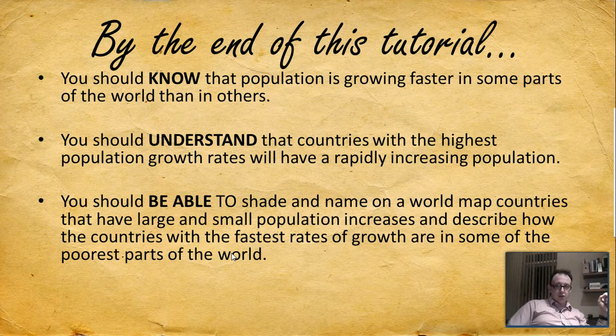You need to be able to shade and name on a world map countries that have large and small increases in their population, and describe how the countries with the fastest rates of growth are in some of the poorest parts of the world. But before we get into that, I want to think about what's happened to the world's population generally. What's happened to the global population?